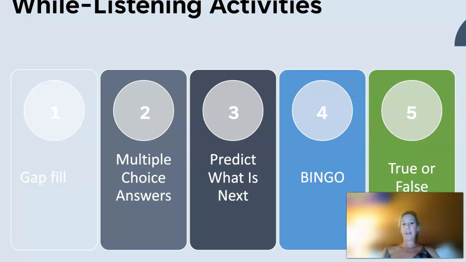Bingo. You can design some bingo cards with some keywords in the lecture, and when you say those words in the lecture, the first student to get to a bingo might win a prize.